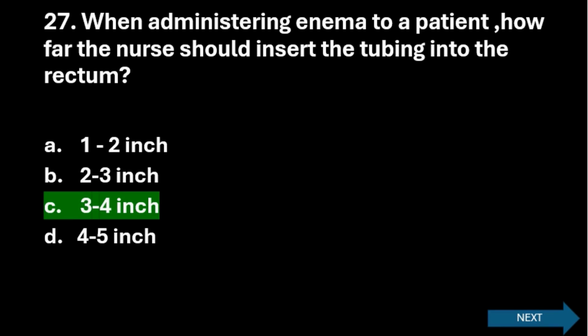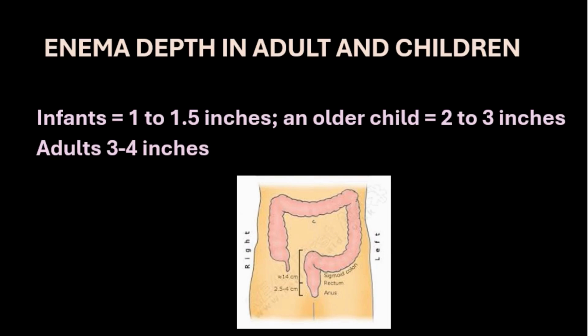Here you can see the difference between depth in adult and children for enema administration. Infants 1 to 1.5 inches, older child 2 to 3 inches, and adult 3 to 4 inches generally for enema administration.